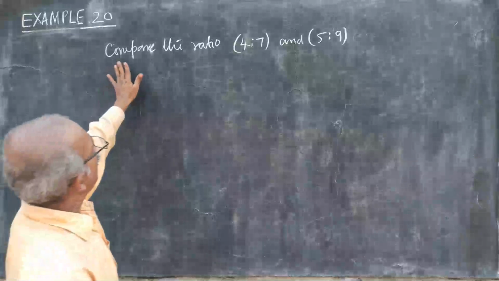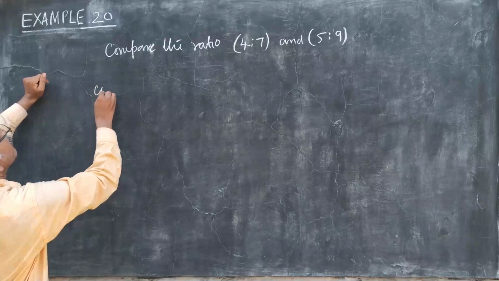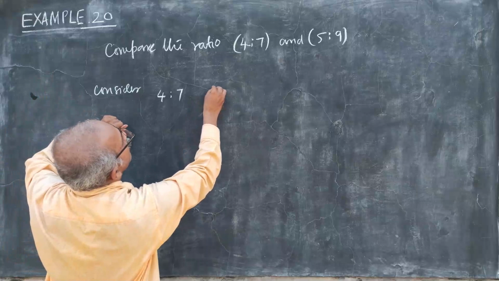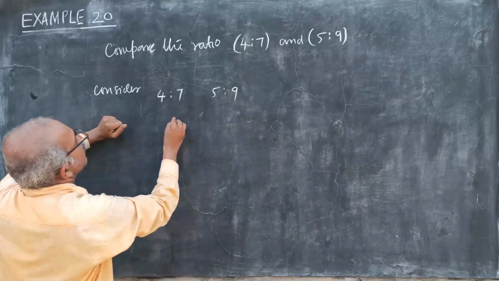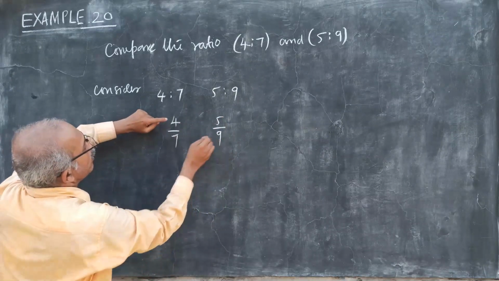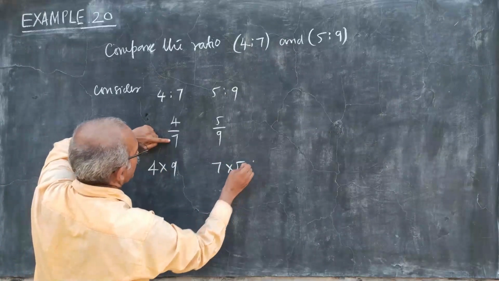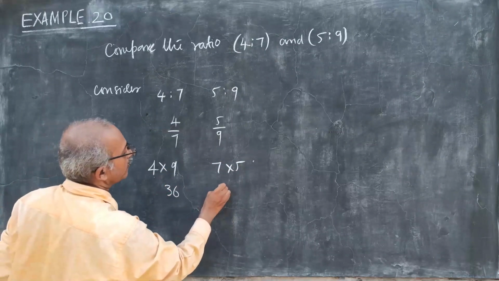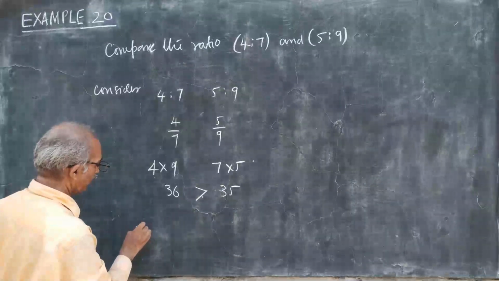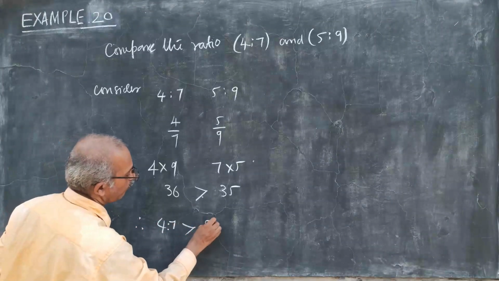Example 20. Compare the ratio 4:7 and 5:9. Consider the ratio 4:7, 5:9. So 4/7, 5/9. So 4 into 9, 7 into 5: 36, 35. So clearly this is greater. Therefore 4:7 is greater than 5:9.